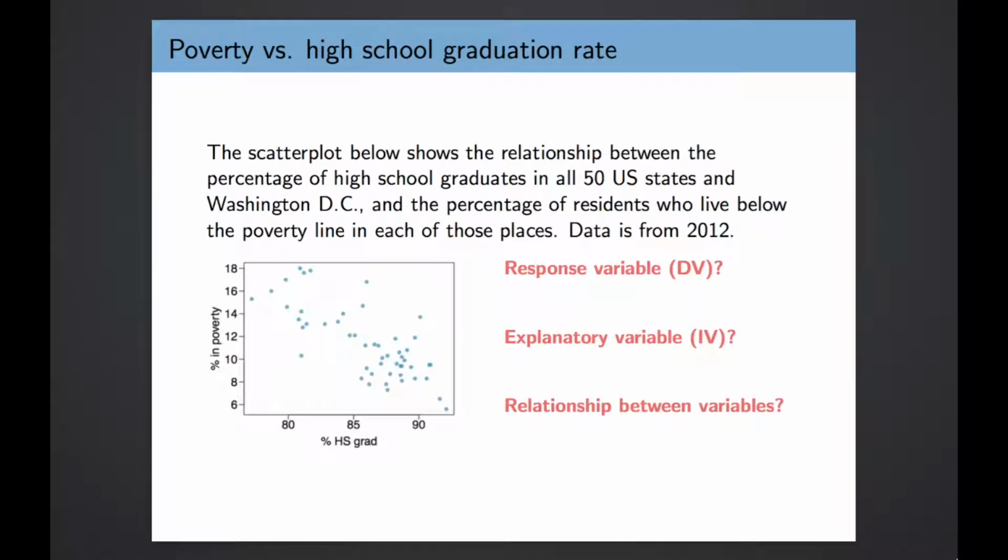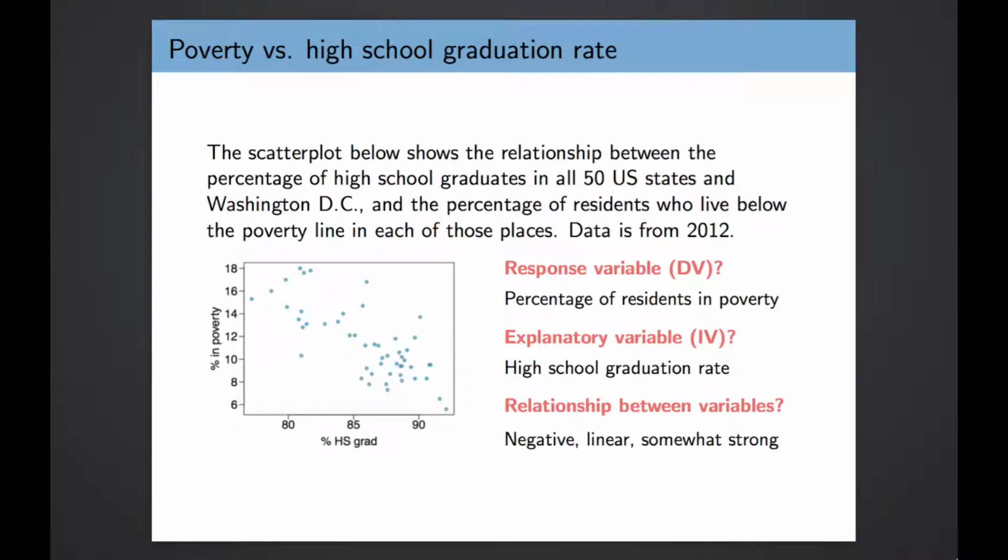So this scatter plot represents data from each of the 50 states as well as Washington, D.C. in 2012 about two different variables. One of them is the percentage of high school graduates in all of those places, and the other is the percentage of residents who live below the poverty line in each of those places. So looking at this scatter plot, can we tell which variable is our response variable, our dependent variable? Which is our explanatory variable, our independent variable, and how would you characterize the relationship between these two things, the percentage of people living below the poverty line and the percentage of people who have graduated high school? Take a minute and see if you can answer those questions.